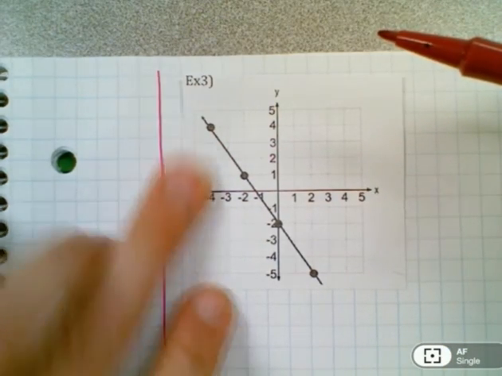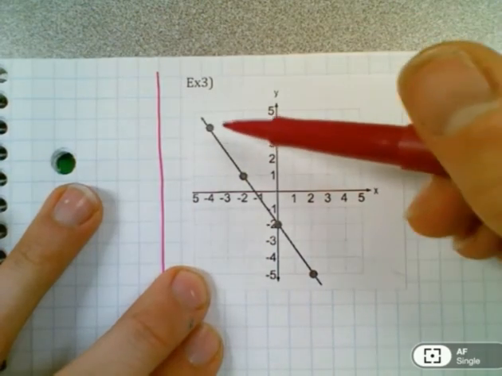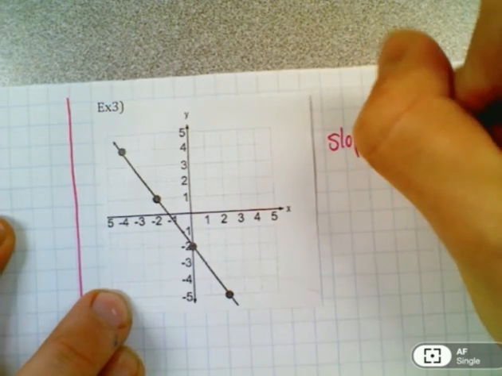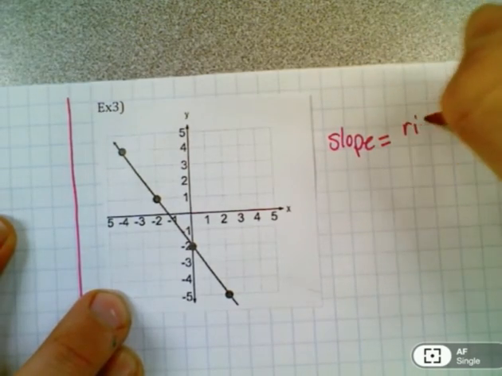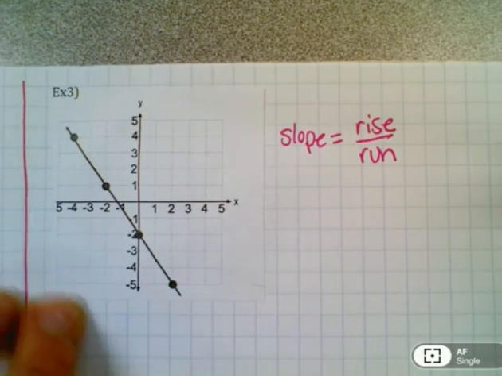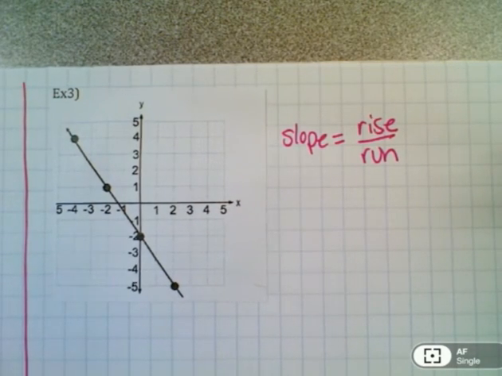So what I would like for you to do right now is actually see if you can figure out what the slope is on your own. You can go ahead and write off to the side, slope equals rise over run. And go ahead and see if you can tell me what you think the slope is and submit it, and then come back to see if you were right.